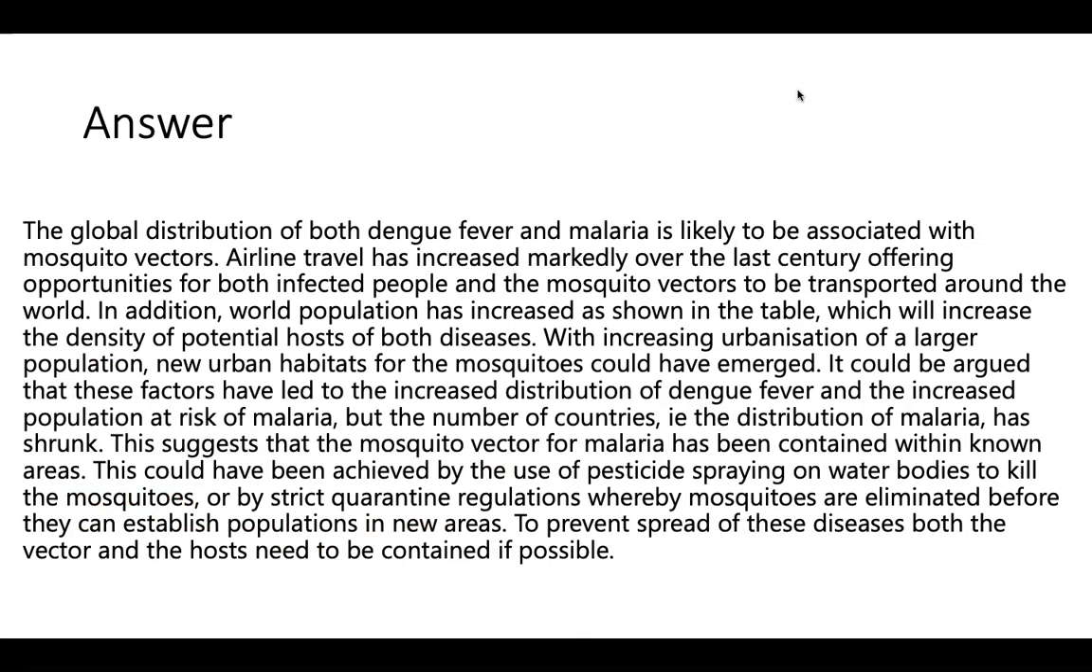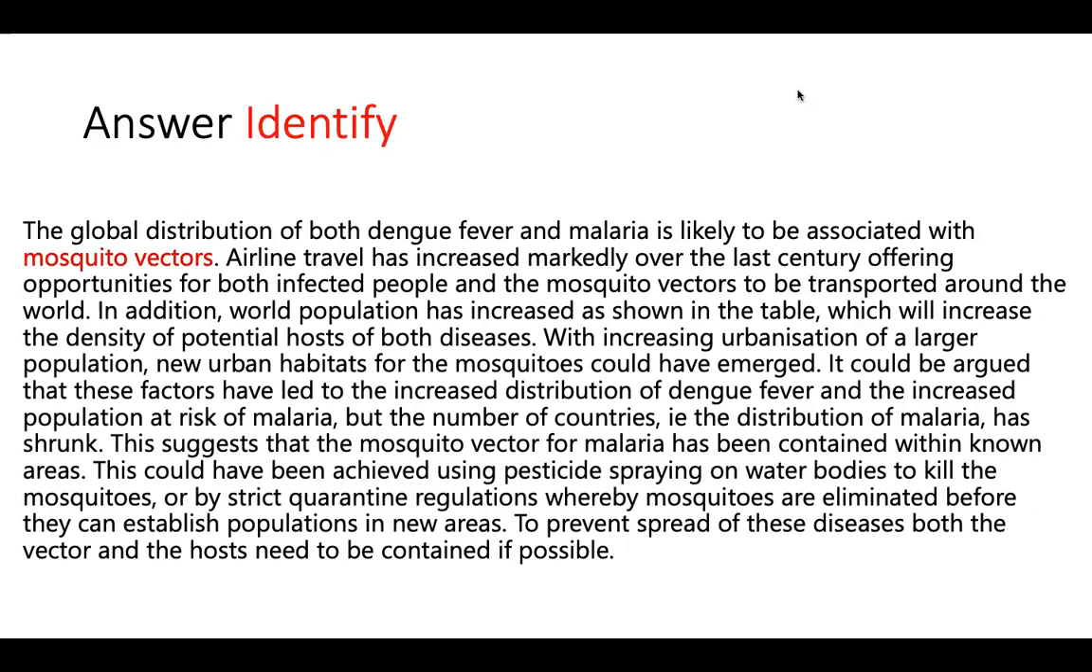Okay. So here is the answer. Now, I'm not going to read this all out, but I want you to be able to pause this and read this answer for yourself. But I want to just highlight how I've used the IDEAE scaffold in this answer. So the first part is identify. And so here we've identified mosquito vectors, or mosquitoes acting as a vector carrying disease.